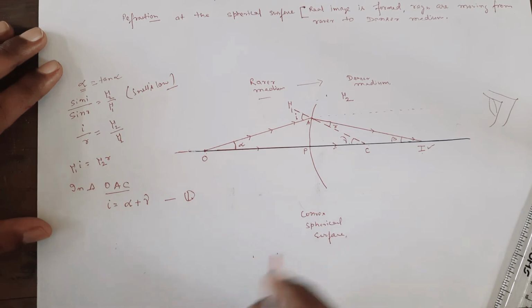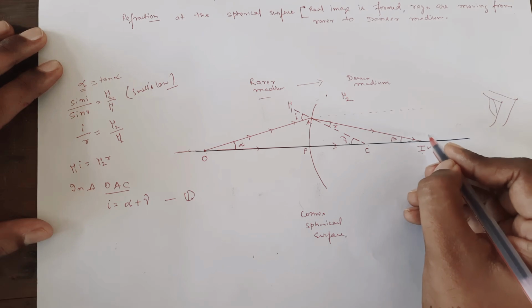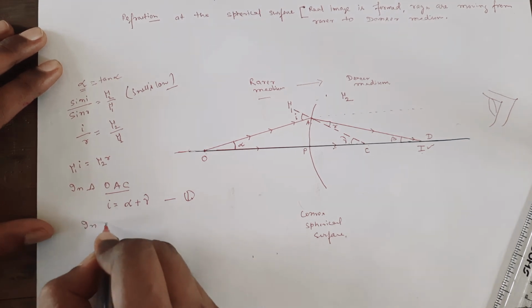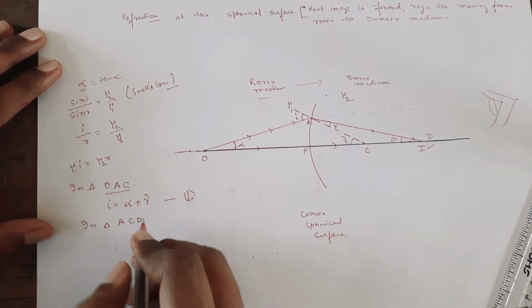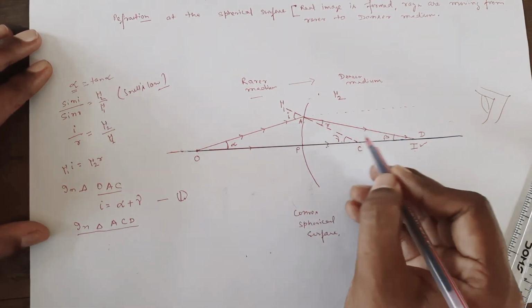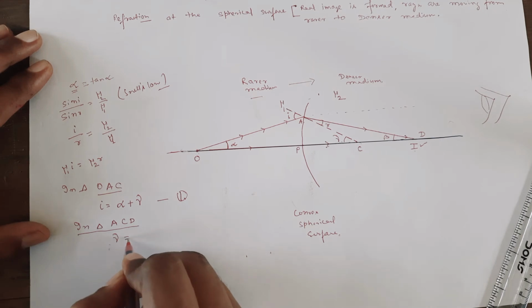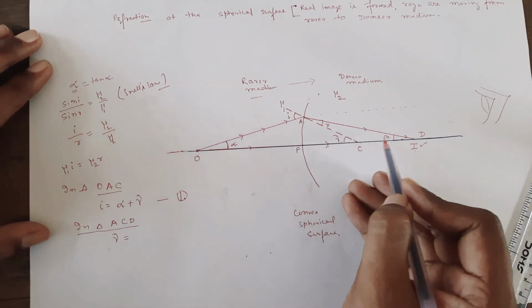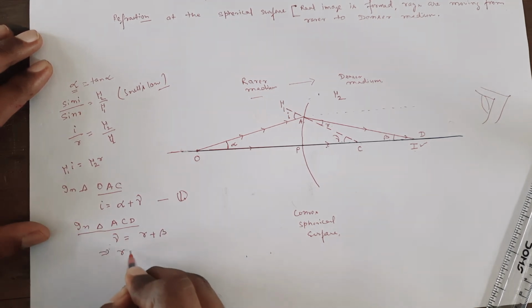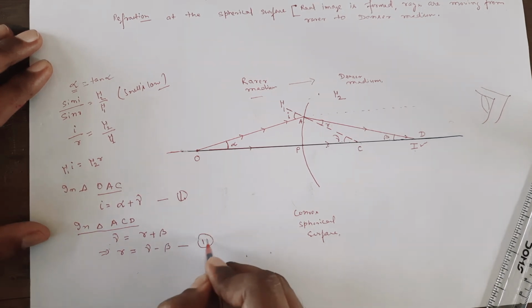The next thing, let us suppose this point is D. In triangle ACD, what is the external angle? Here the external angle is gamma. So we will write gamma is equal to the internal angles R plus beta. So from here we find the value of R: R is equal to gamma minus beta. This is our second expression.